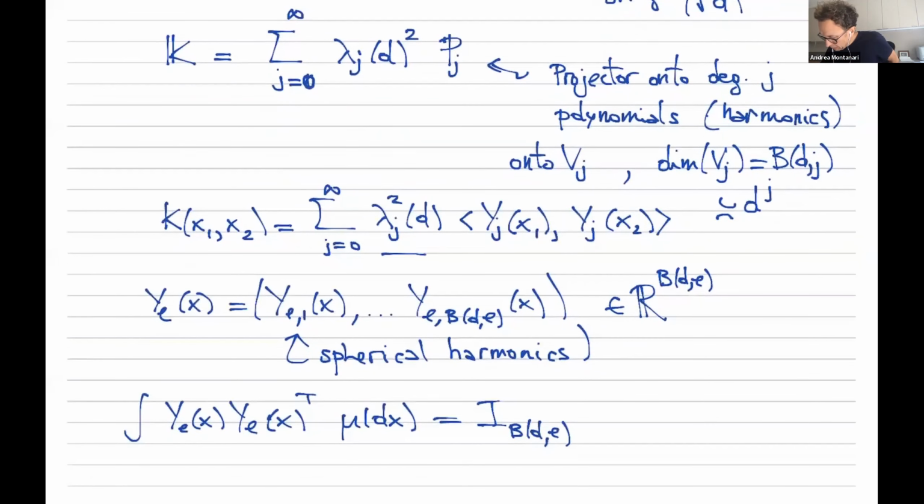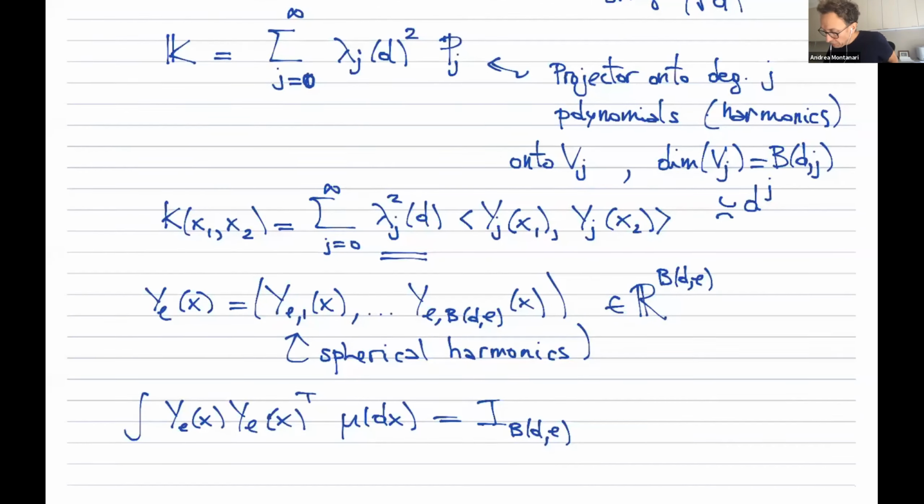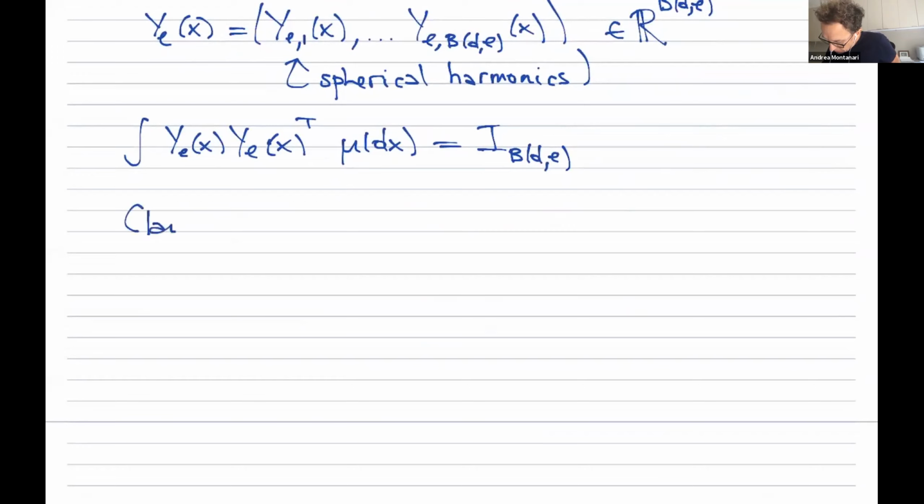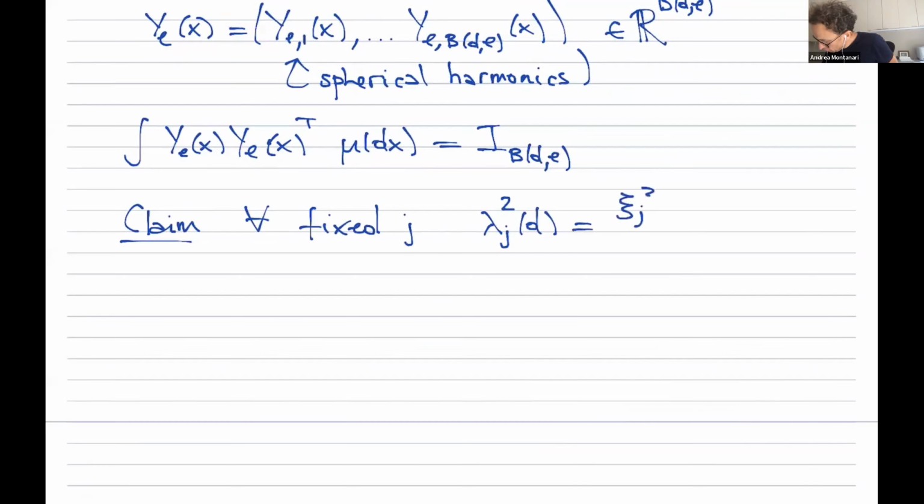It's important to understand the behavior of these eigenvalues, and the important claim is that for any fixed J, lambda_{J,d} squared is some constant psi_J squared divided by d to the J, plus a small-order term in d. So for large dimension, these lambdas behave like 1 over d to the J.